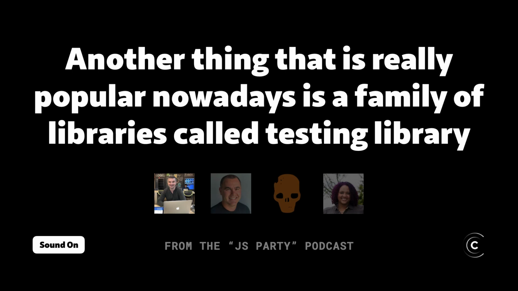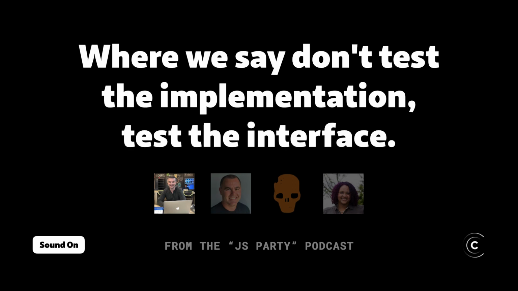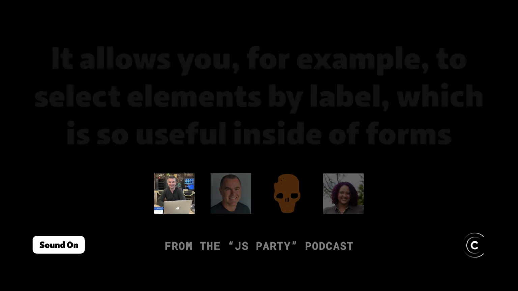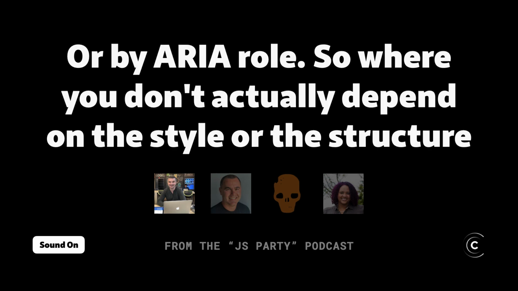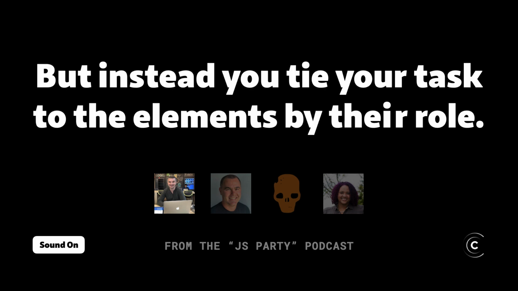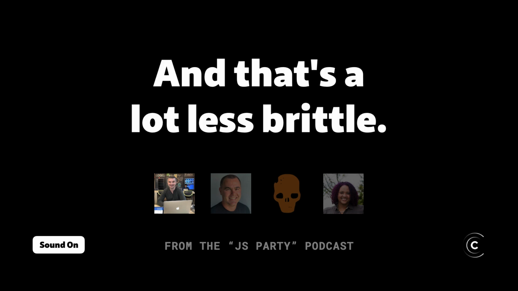Another thing that is really popular nowadays is a family of libraries called Testing Library, right? Where they say, don't test the implementation, test the interface, but it allows you, for example, to select elements by label, right? Which is so useful inside forms, or by ARIA role, right? So you don't actually depend on the style or the structure, but instead you tie your test to the elements by their role. And that's a lot less brittle.